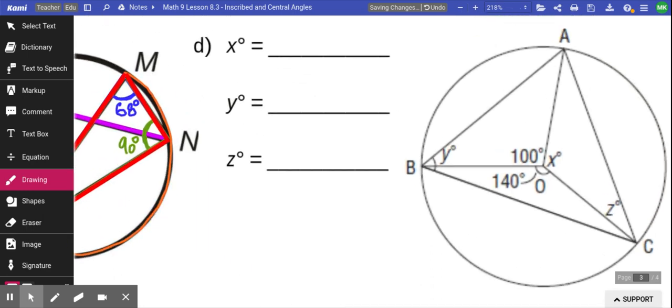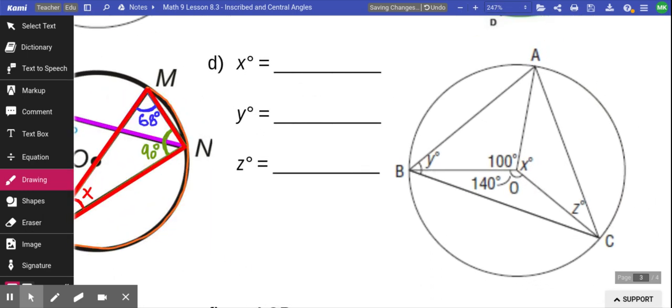Point D over here. This one's tricky. It almost looks like 3D-ish, so this is going to be a hard one. We're looking for angle X, Y, Z. They've labeled them for us, so that's kind of nice. It saves us a little bit of work. Let's just see what we can find.